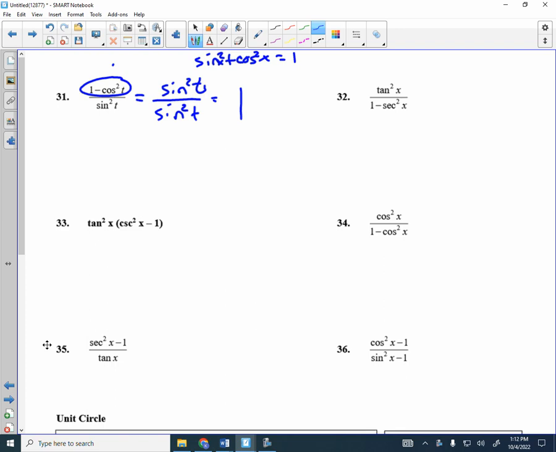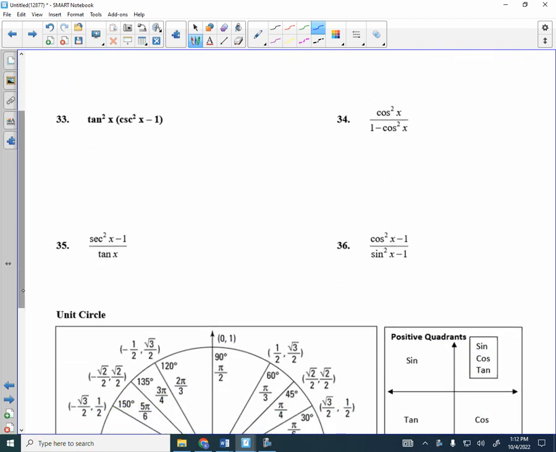What is 1 minus secant squared? Negative tangent squared. Remember, 1 plus tangent squared of x is equal to secant squared of x. If you subtract the 1 over, it'd be secant squared minus 1. But this is 1 minus secant squared, so it's not positive tangent squared, it's negative tangent squared. Everybody see that? So you have tangent squared of x over negative tangent squared of x. We get negative 1.